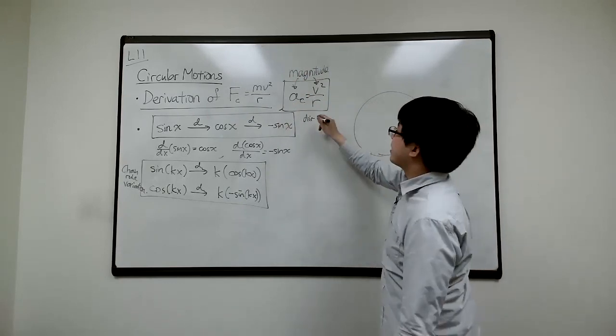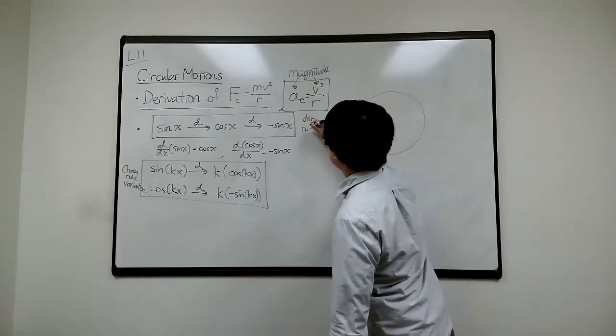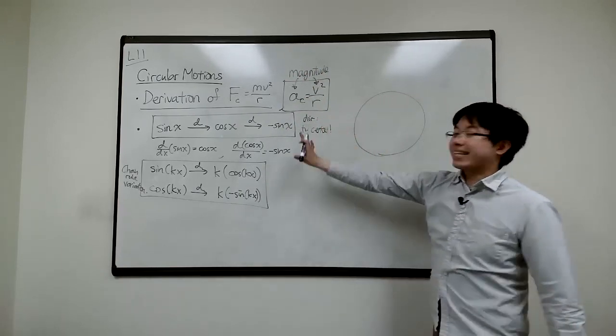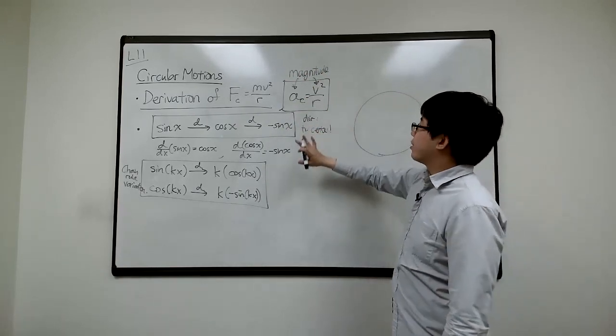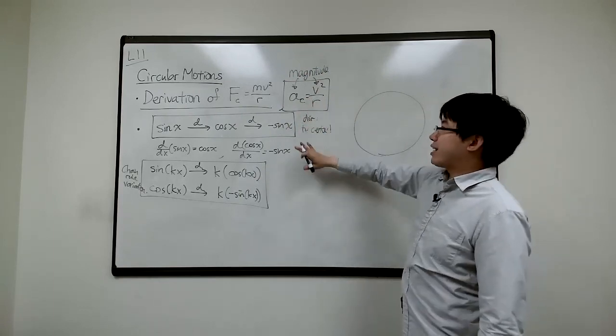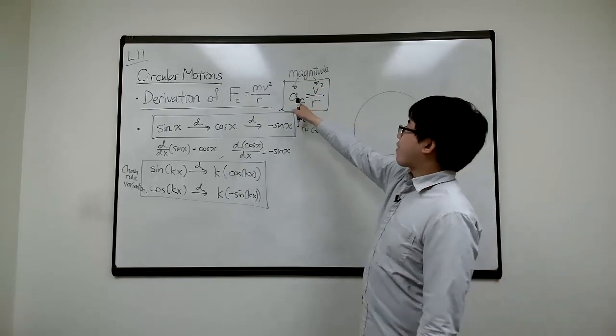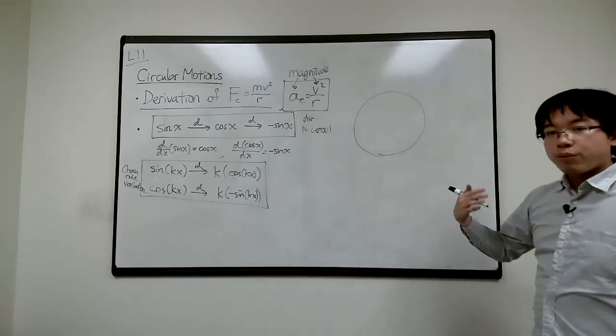The direction is separate. Direction is towards the center. Okay, that's taken care of separately, right? So I'm talking about acceleration and the magnitude and direction separately. Okay, so first to find the acceleration, we want to start with the position.